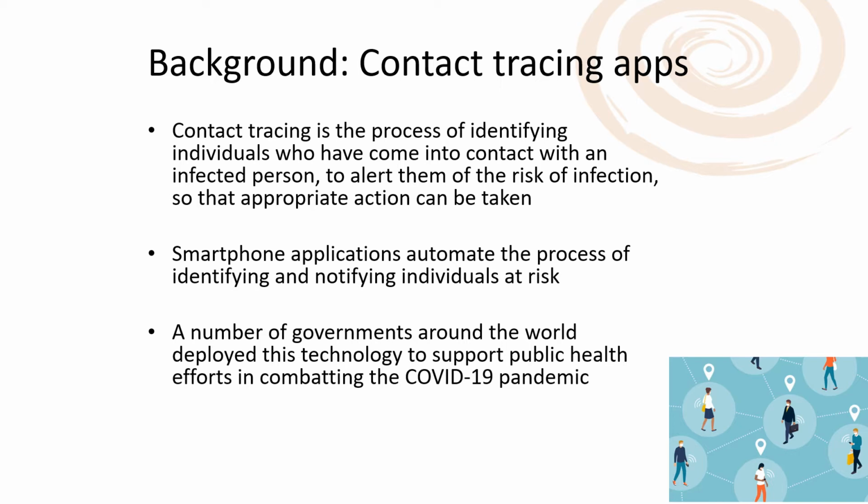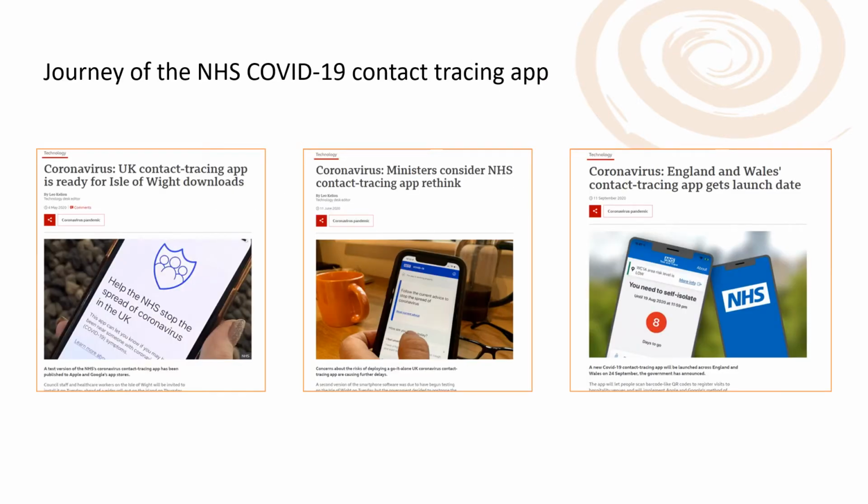A number of governments around the world have deployed this technology to support public health efforts in combating the COVID-19 pandemic. In England and Wales, the NHS initially opted for the centralized model, but after testing the app developed on the Isle of Wight, it was found to not be accurate enough on all devices, and so a new app using Google and Apple's decentralized model was then piloted in the summer and launched towards the end of September 2020.